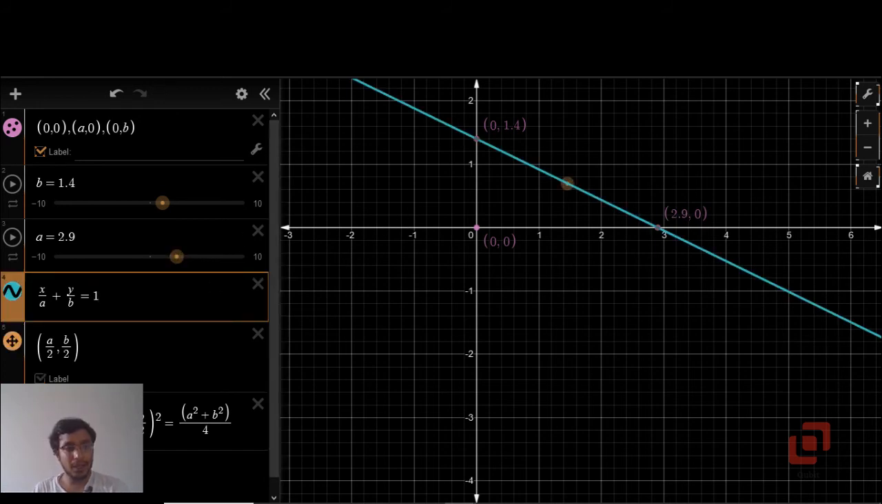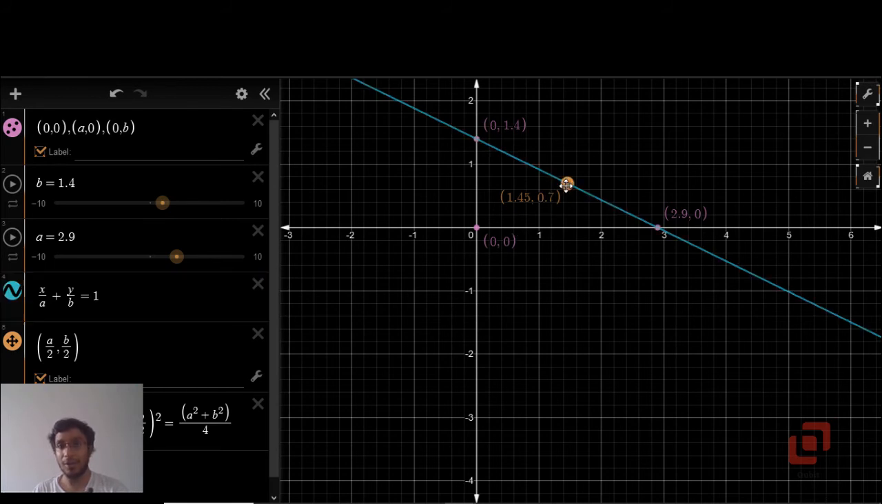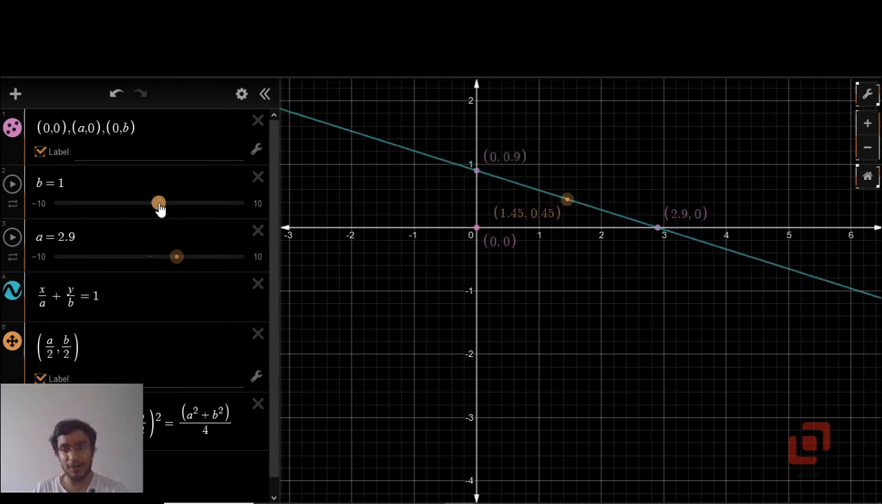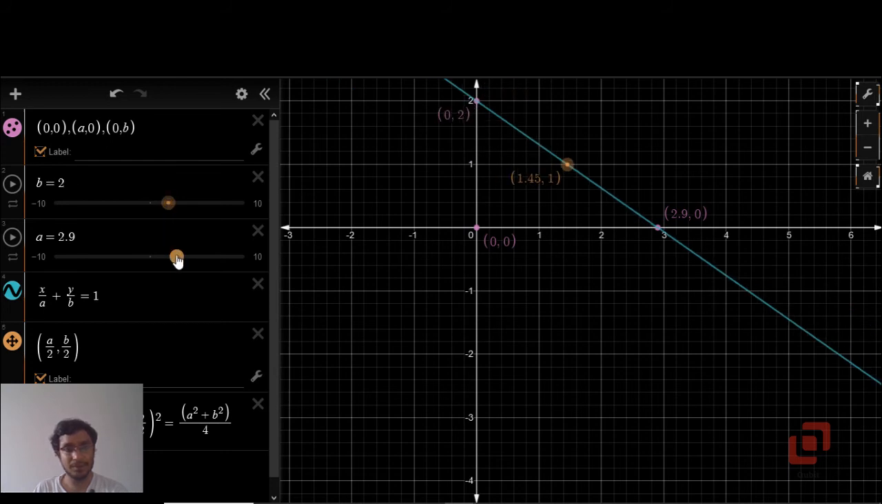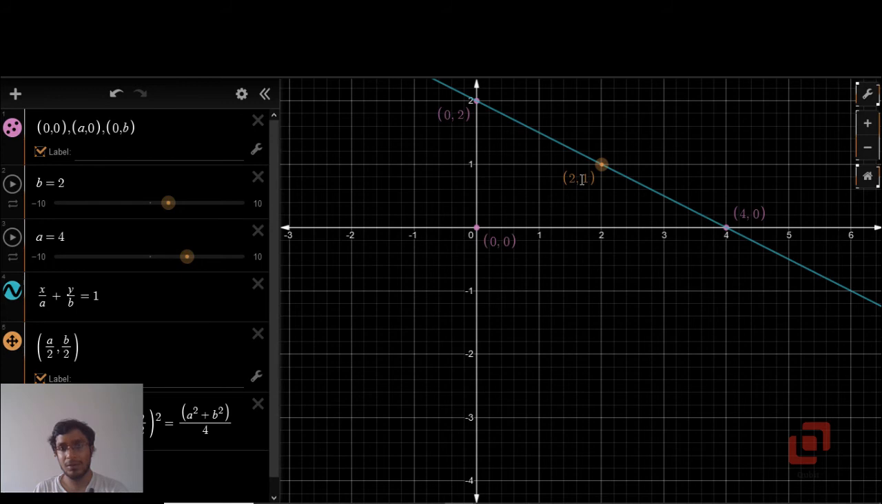Okay? Then I have plotted the center of the circle a by 2 comma b by 2, which you can see here as the pink dot. Sorry, not pink, orange dot. Okay, so if you now change the values of a and b, the orange dot will move.